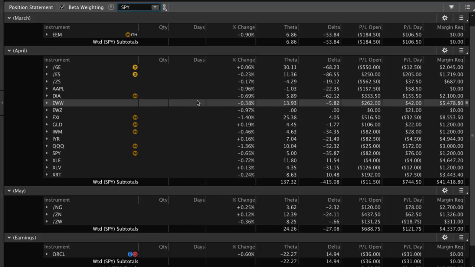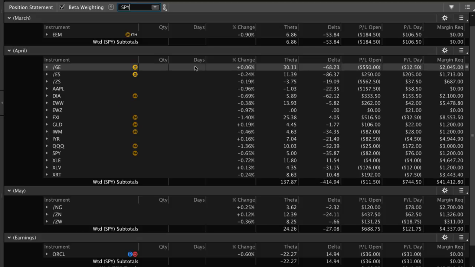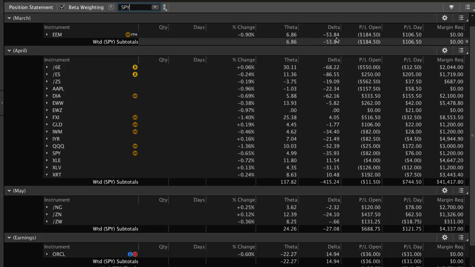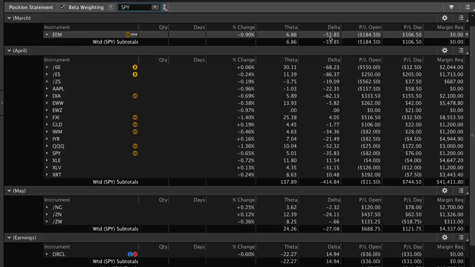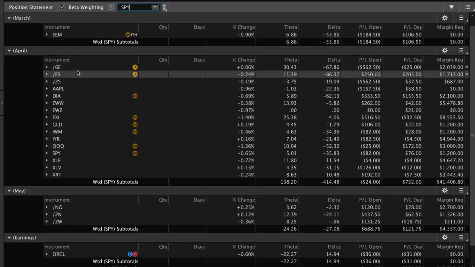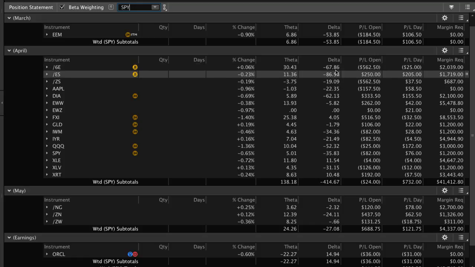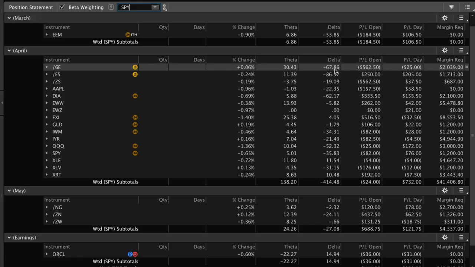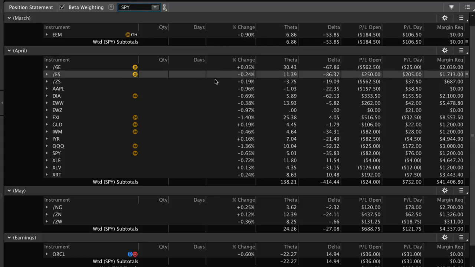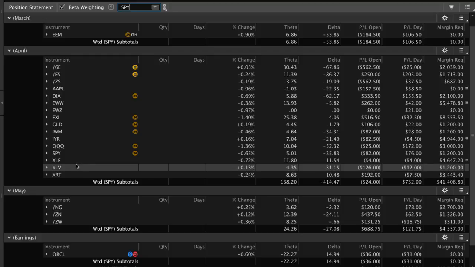So this gives us an idea of if SPY moves down a dollar, then look at EEM. Now look at the delta. It's minus 53. So we would make $53. What if SPY moved down a dollar? How would that affect the 6E? How would that affect the euro? Well, we would make $67. If SPY moved up a dollar, we would lose $67. So that's how you can use delta, and that's how you can hedge your positions, and that's how you can beta weight it to SPY so that you're comparing apples to apples throughout all your different types of positions.